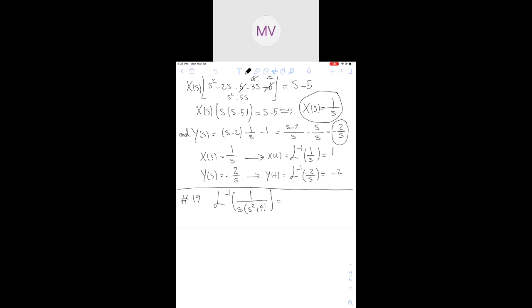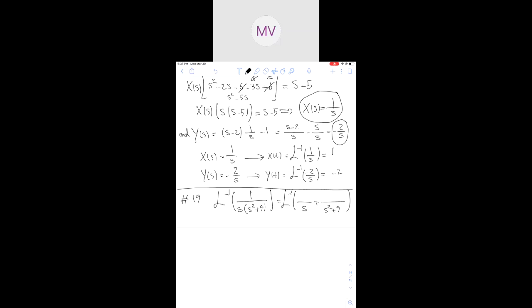But there's that s in there. So yeah, we want to split it up. We want to basically split this into two fractions, with one denominator s, and the other one s squared plus 9, right? And we did this in Calc 2, and the technique was called partial fractions.